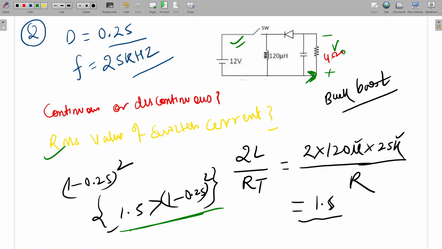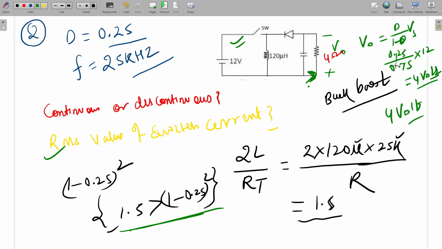Can anyone calculate V naught? V naught is equal to D by 1 minus D times Vs. How much are you getting? 4 volts. 0.25 divided by 0.75 into 12. Okay, 4 volt. 4 volt final. 4 volt is correct.